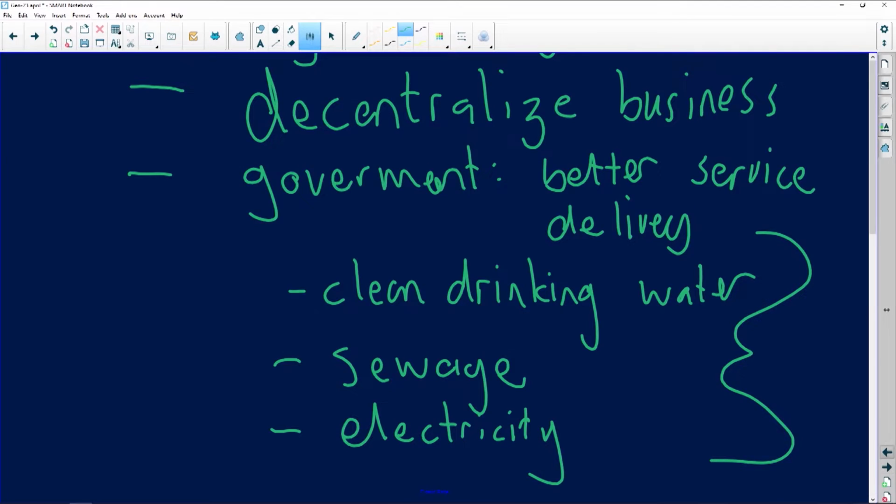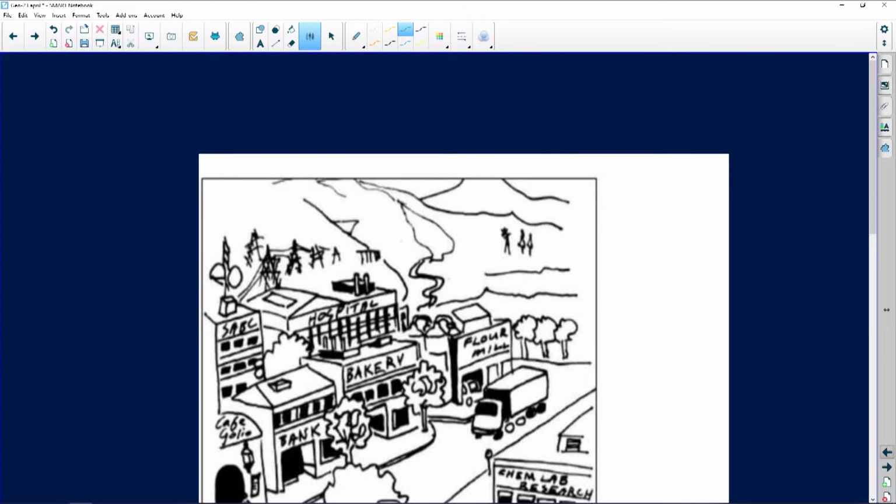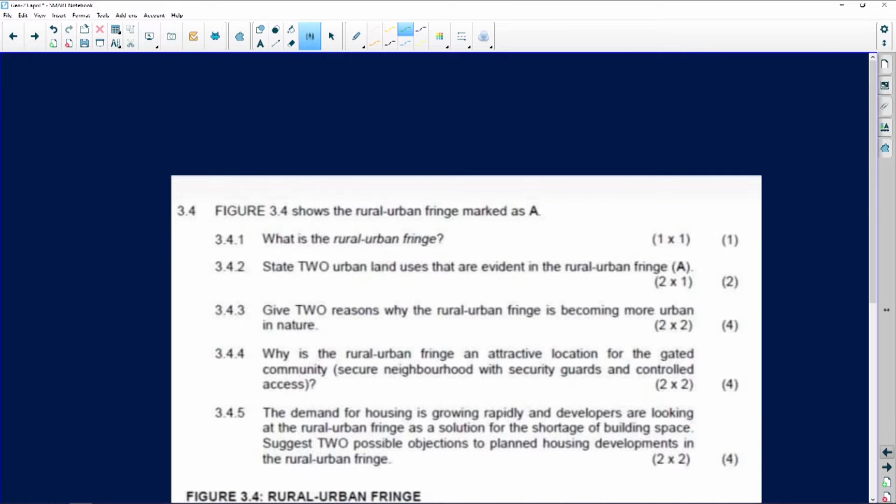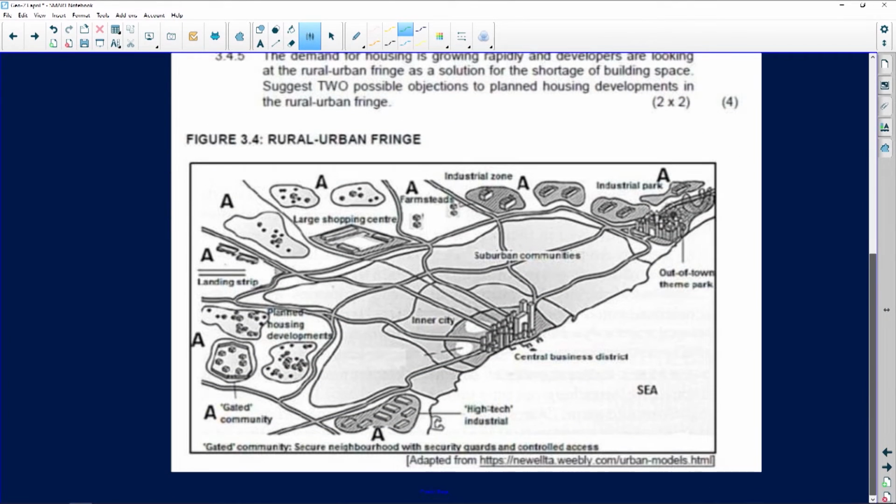And let's just quickly move to our next question. My next question was from Mawela, and that's regarding urban settlements. Now, once again, if we look at our urban settlements, a diagram was added to the question. If we just quickly have a look at it, the diagram shows us the rural-urban fringe.